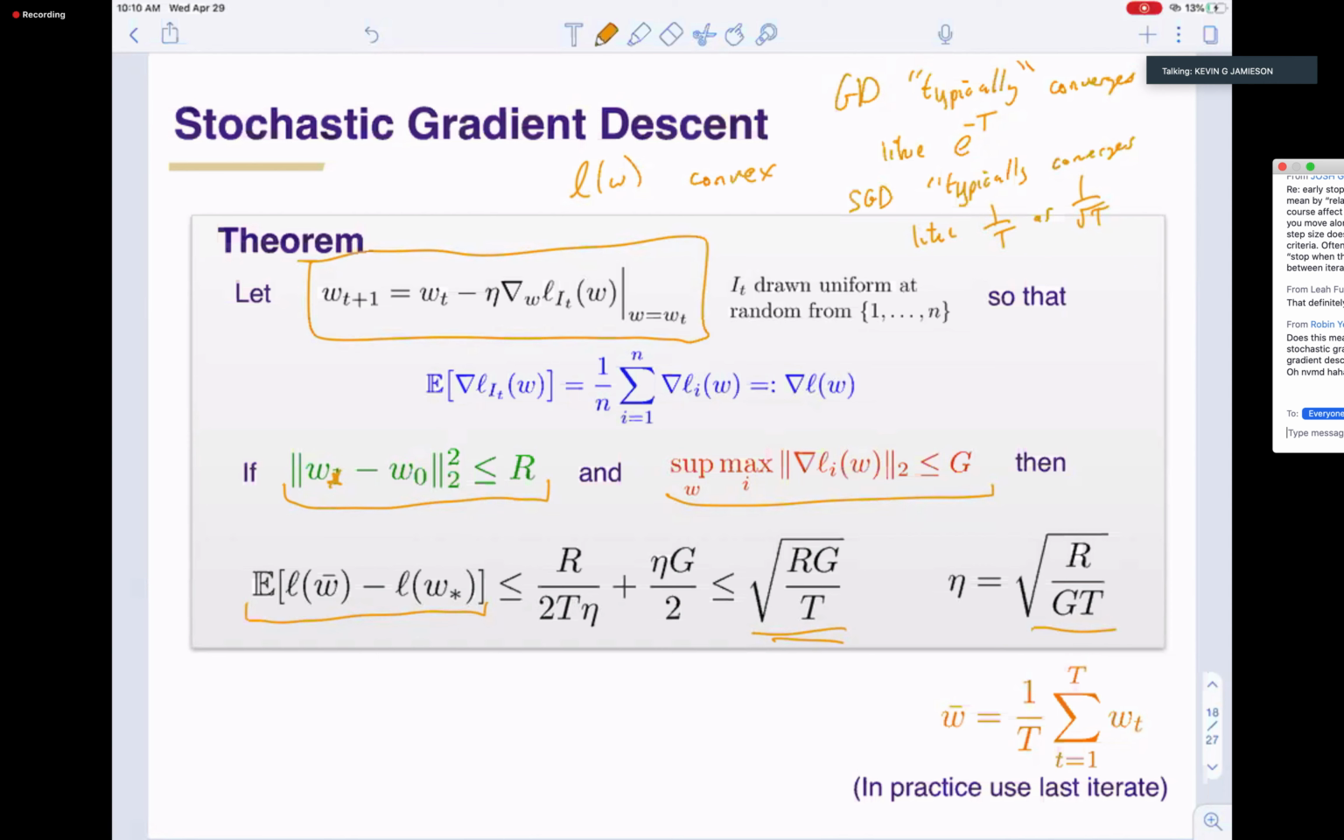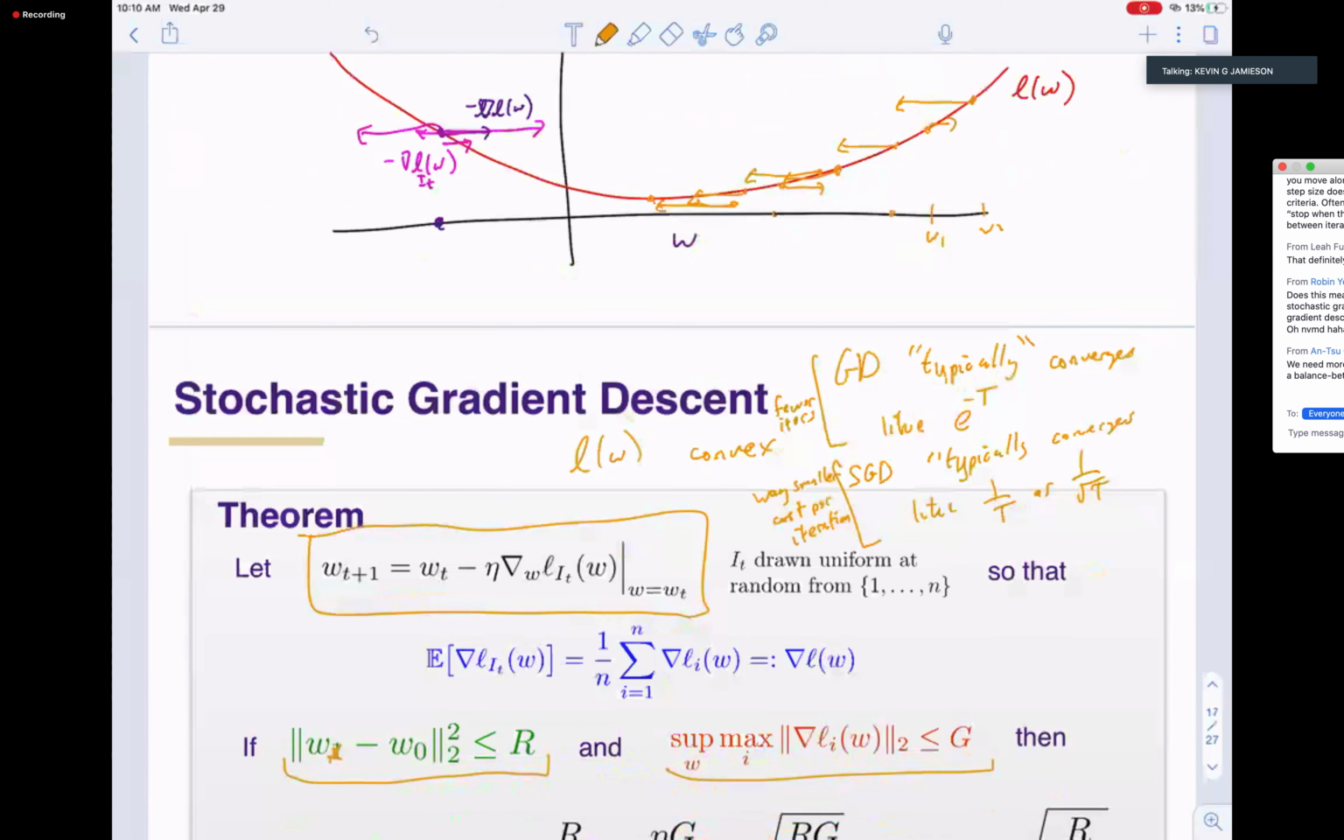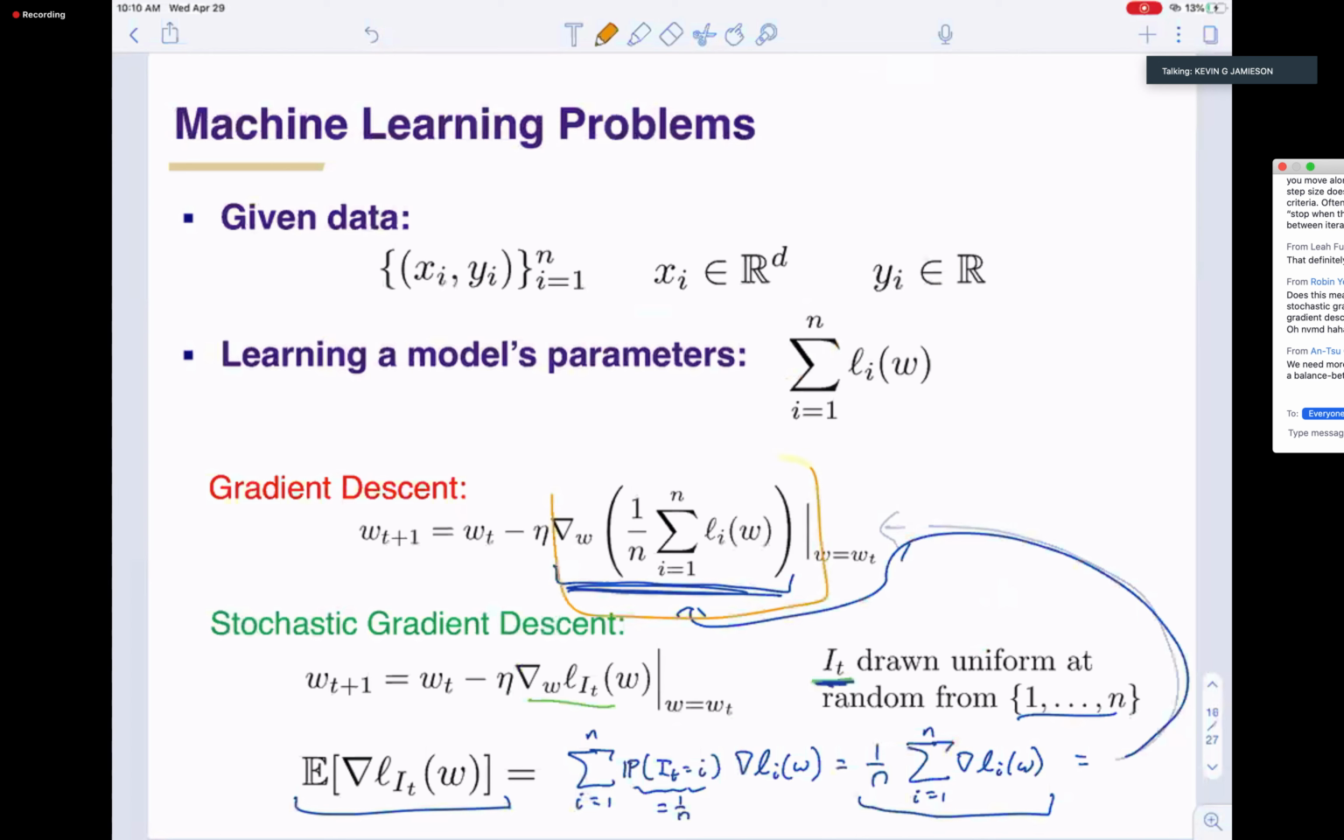If you're running gradient descent, it's going to take you way fewer steps, fewer iterations, but a way larger cost per iteration, right? Because gradient descent is converging like e to the minus t, so to get an epsilon solution, you might only need log 1 over epsilon iterations. But if your loss function looks like this, that's n computations per iteration, versus stochastic gradient descent, which is just one computation per iteration.